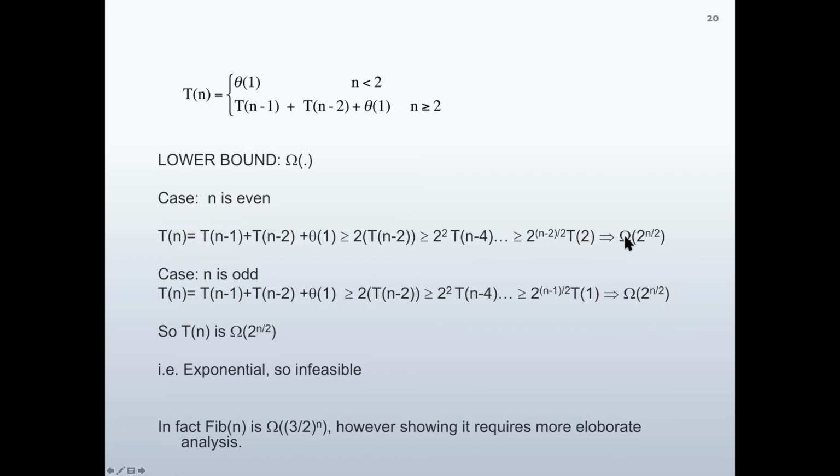So if you consider these two cases, even and odd, they are omega of 2 to the power n divided by 2. So T(n) is omega of 2 to the power n divided by 2. Notice that this is exponential. So although the function looks very elegant, it is not feasible. It's an infeasible implementation. In fact, the Fibonacci calculation is in the omega order of (3 divided by 2) to the power n. This is a stricter omega expression.